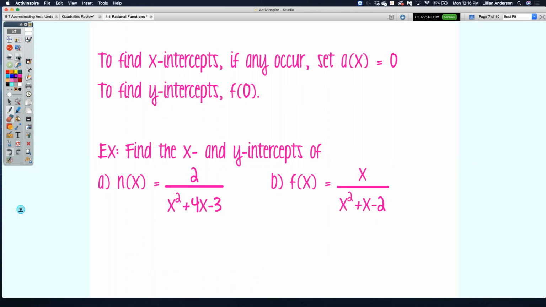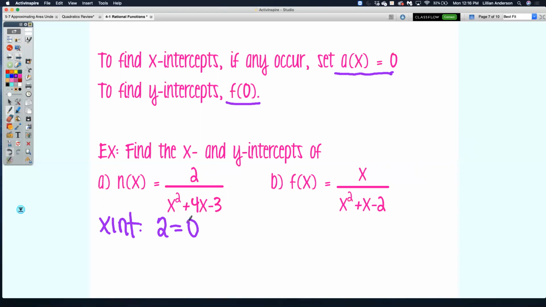We've got x-intercepts, y-intercepts, and holes to talk about. To find an x-intercept, it hasn't changed. Just because we're in a rational function, you technically set your function equal to 0, but it's the same thing as basically setting your numerator equal to 0, your a of x equal to 0. To find your y-intercepts, you plug in 0 for x. That hasn't changed, it's the exact same, okay? So when you have to find your x and y-intercepts of your rational functions, to find your x-intercept, you set your numerator equal to 0.